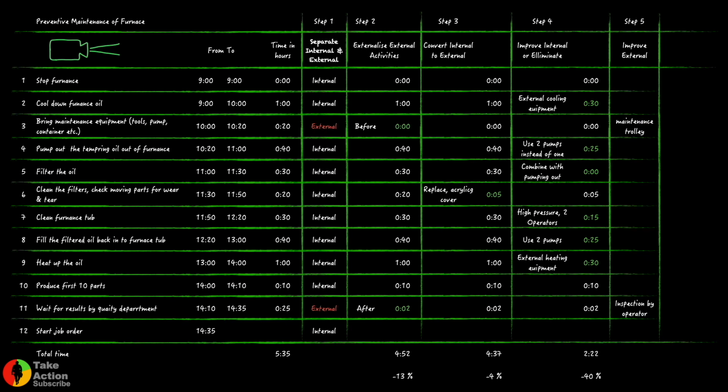Similarly, activity number 11. Though we have externalized this activity, and now it is done when the machine is running, still the time spent by our operator is 25 minutes. We can reduce his effort, which is the aim of this step to improve the external activity, if we train the worker to do the whole inspection, so that we need not go far away to the quality department, wait for the result, and then go back again there and bring the parts back.